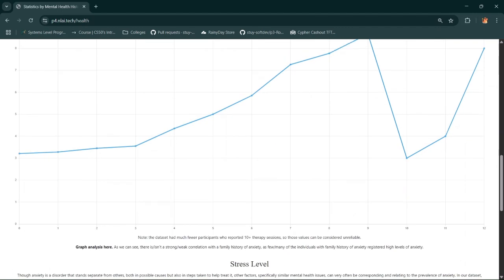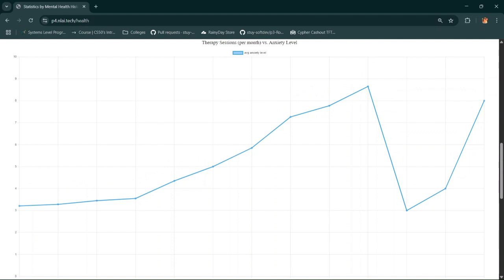You would have thought that if someone goes to therapy a lot, they would get better, and that would mean that they would be less anxious all the time. But no, this actually shows that people who went to therapy more often seem to be more anxious.